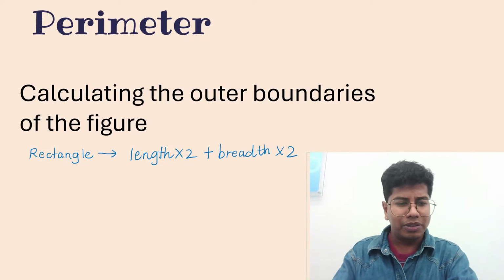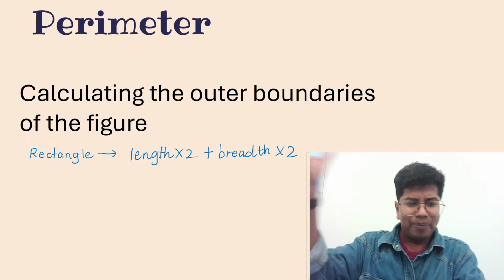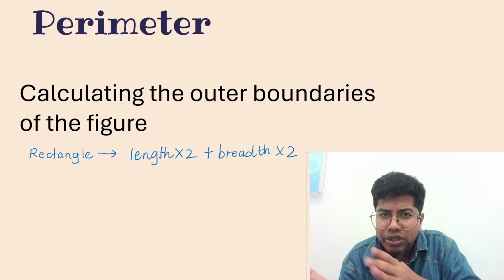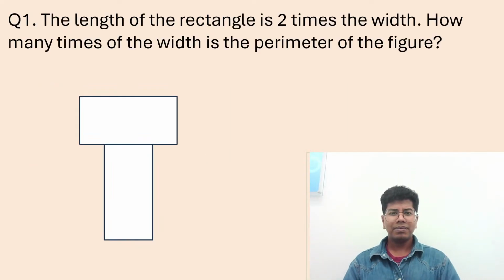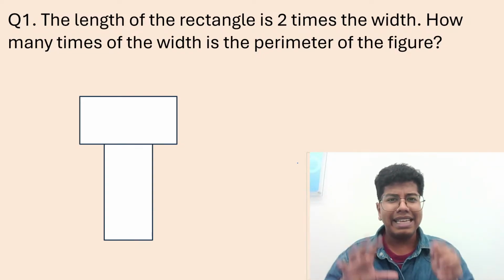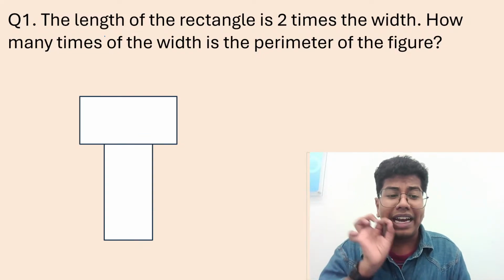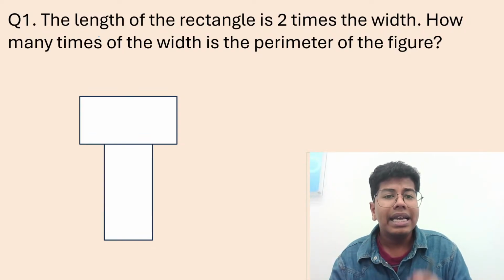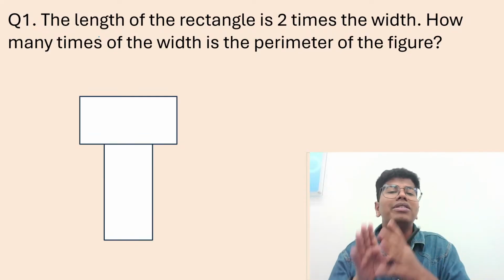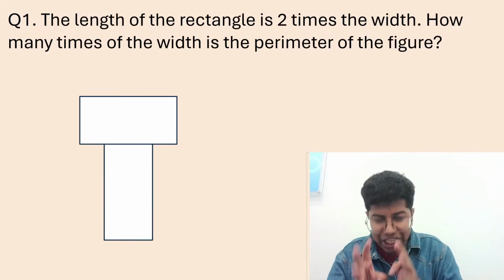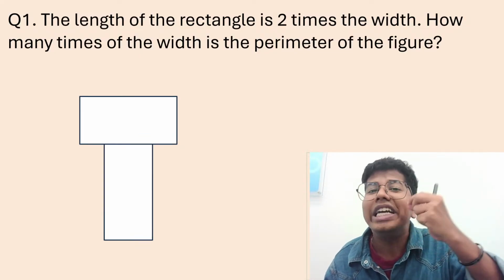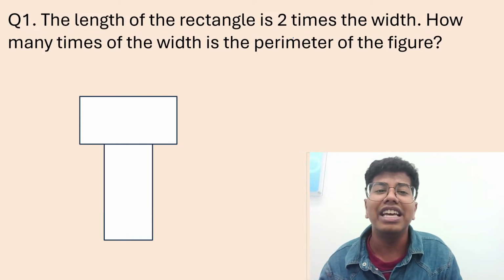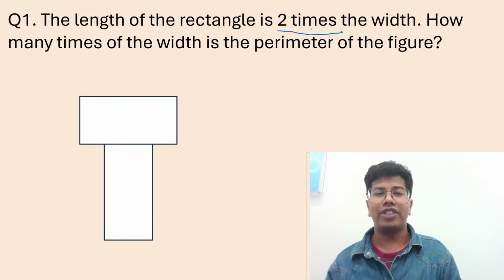Now, what can we observe here? We can find out the perimeter of the rectangle. So using this foundation, let's see the question now. The question says, let's try to understand. The length of a rectangle is 2 times the width. How many times of the width is the perimeter of the figure? Now, this is an actual GP question, which was tested in round 2, 2021. So here the question says the length is given to us and the relation is length is 2 times the width.